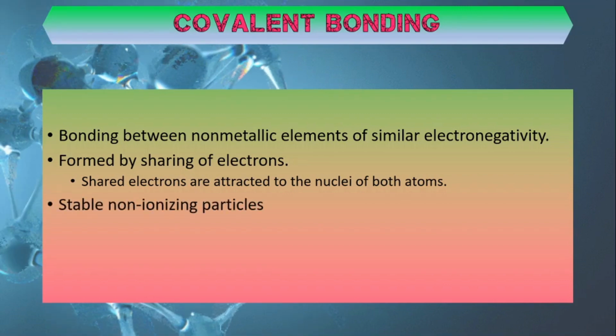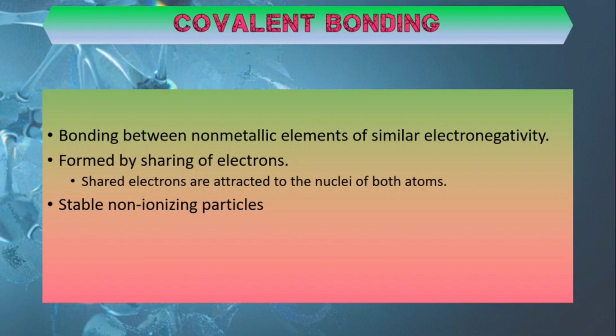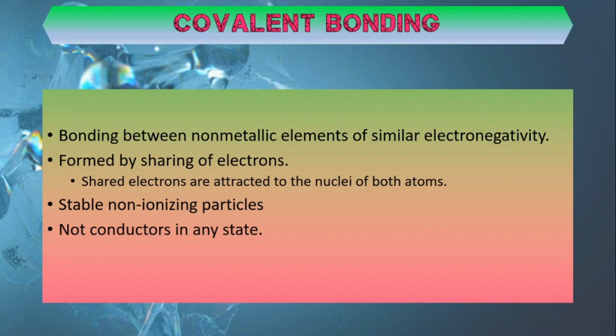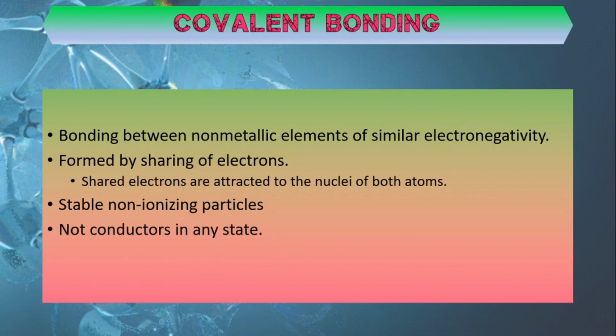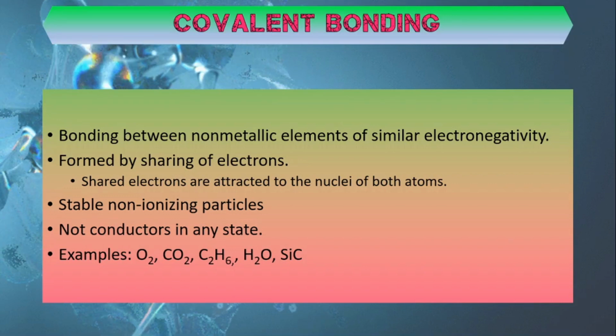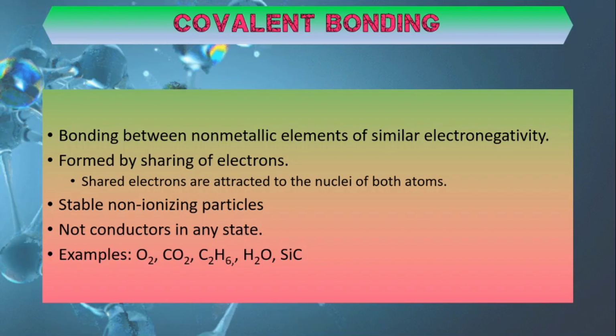Covalent bonds form stable, non-ionizing particles. They are not conductors in any state. Examples include oxygen gas, carbon dioxide, ethane, water, and silicon carbide.